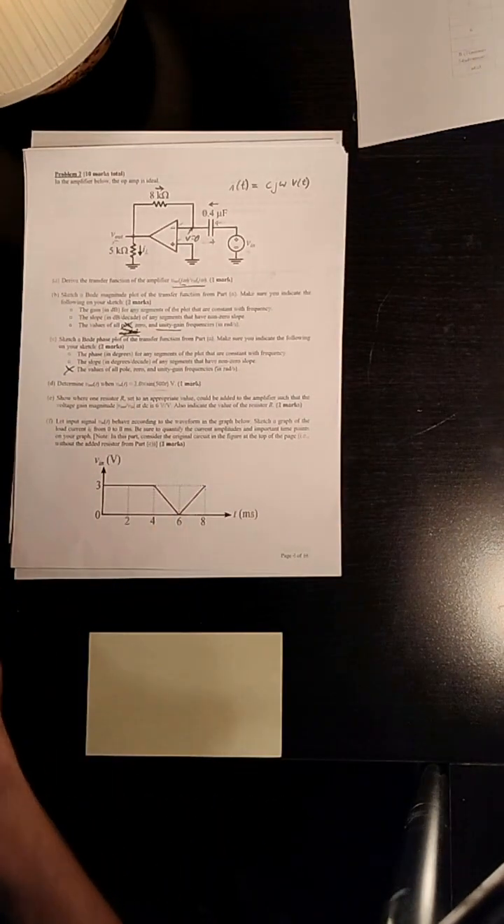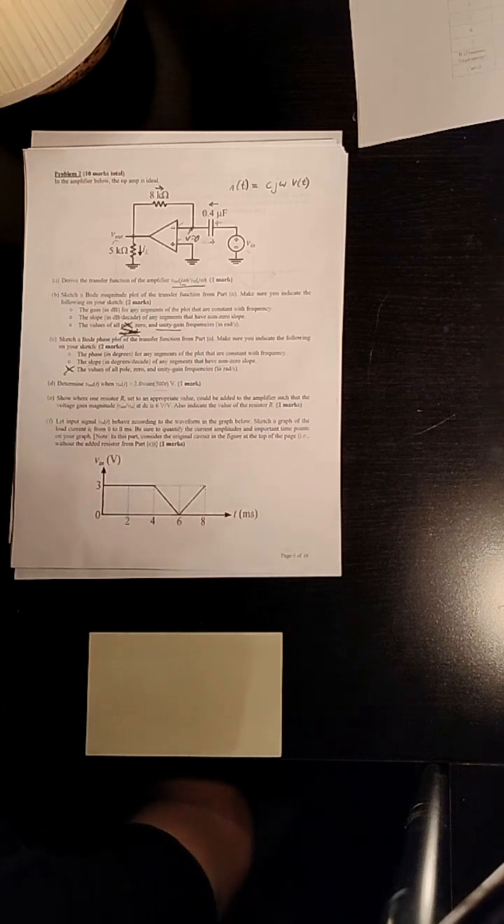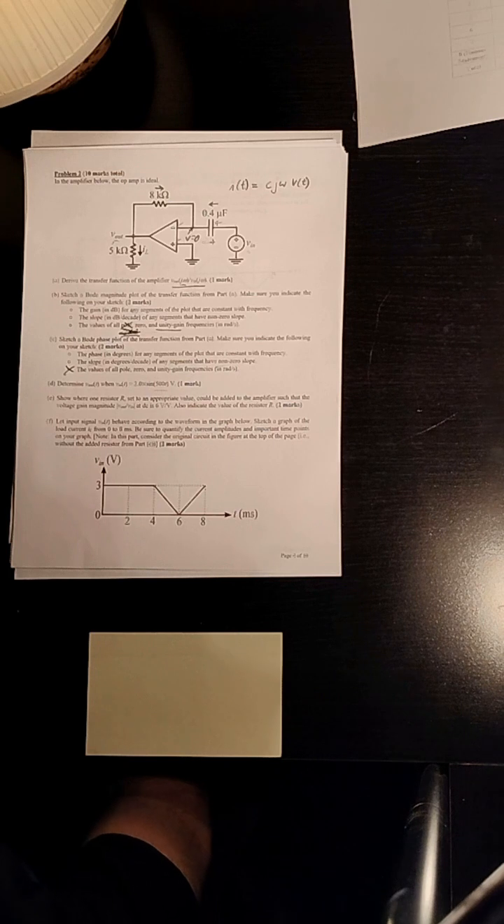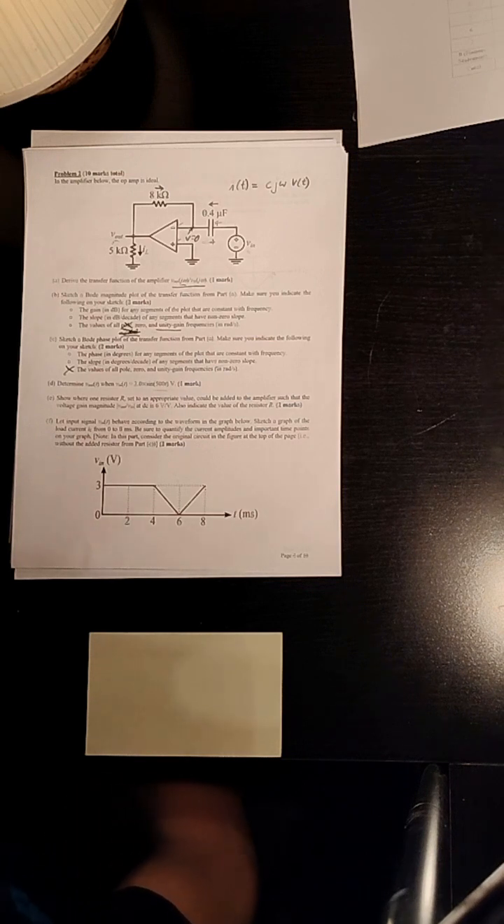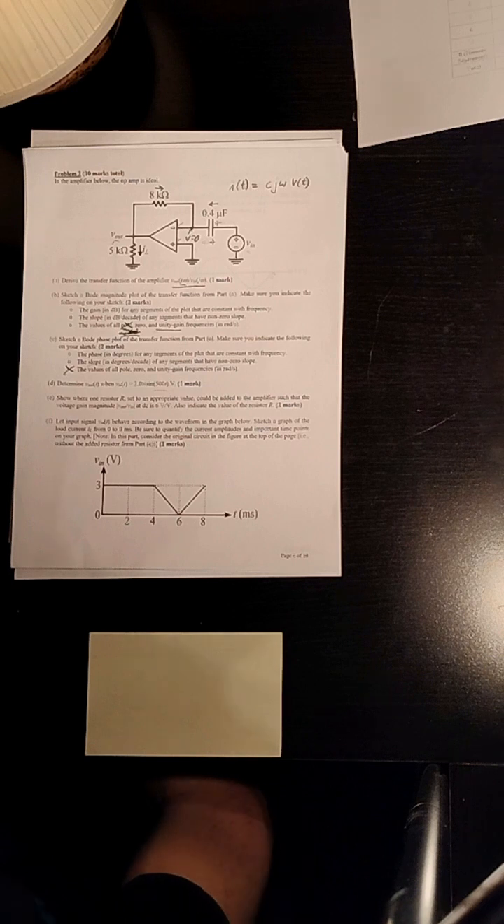Okay, let me put this back for the next question. Show where one resistor R, set to an appropriate value, could be added to the amplifier circuit such that the voltage gain magnitude V out over Vin at DC is 6 volts per volt. Also indicate the value of the resistor R.